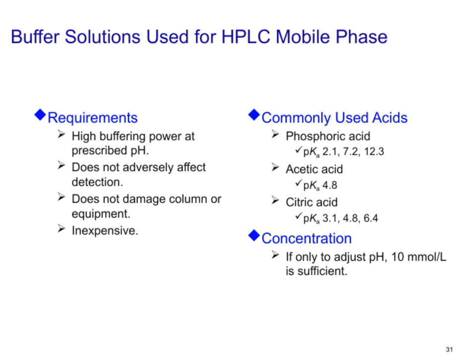Then we have citric acid, which is triprotic, with pK values at 3.1, 4.8, and 6.4. Its multiple dissociation steps make it versatile for buffering over various pH levels. Now, regarding concentration, if your goal is merely to adjust pH, around 10 millimoles per liter is usually sufficient. It's a practical concentration that provides effective buffering without unnecessary excess.